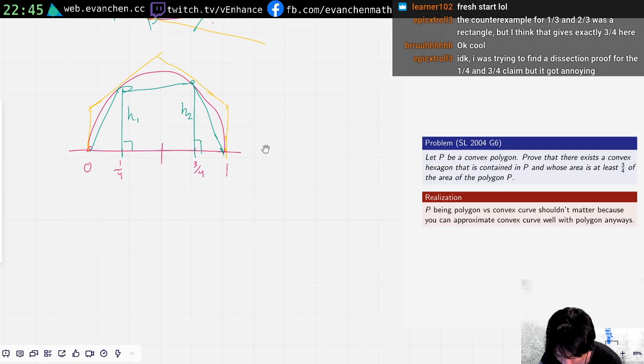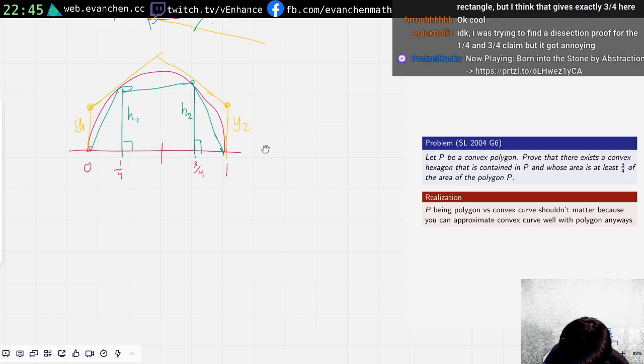I was trying to find a dissection proof. What if I just hit it with a hammer until it dies? How about that? Okay. So y1, h1, y2, h2. The length of this guy here is something, and then there's some other. Oh, jeez. Okay, this is annoying.